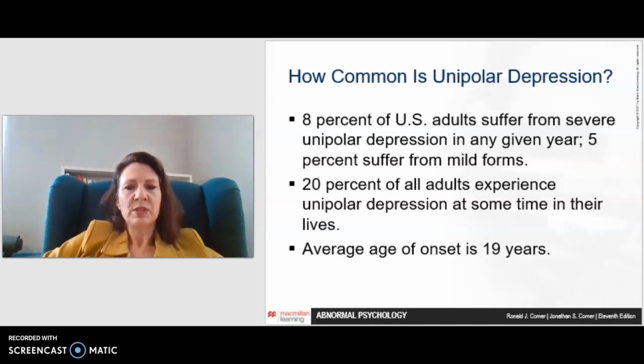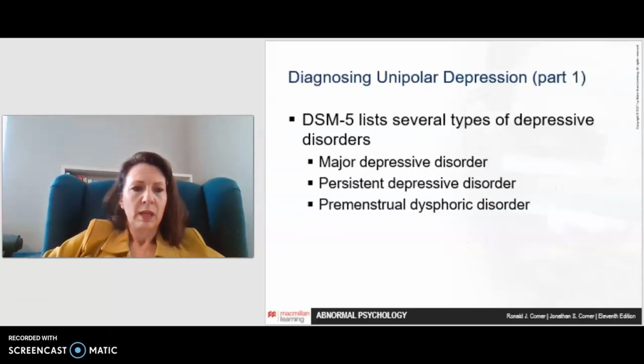8% of U.S. adults suffer from severe unipolar depression in any given year, and 5% suffer from mild forms. 20% of all adults experience unipolar depression at some time in life, and the average age of onset is only 19. The DSM-5, which is in text revision now, lists several types of depressive disorders, including major depressive disorder, persistent depressive disorder, premenstrual dysphoric disorder.